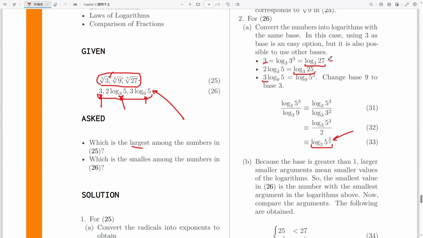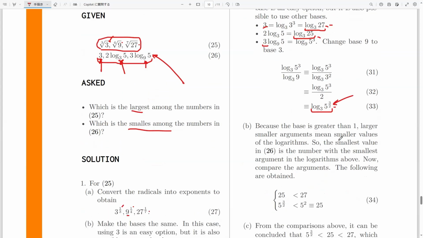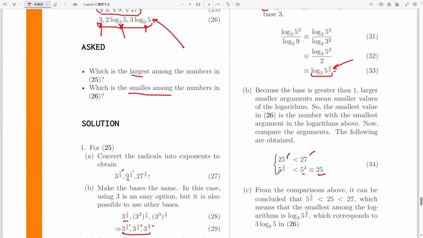So we just have to choose, because here we're looking for the smallest among the numbers. So just have to choose which one is the smallest, 27, 25, or 5 to the 3/2. So clearly 25 is less than 27. But 5 to the 3/2, 3/2 is less than 2. And so 5 to the 3/2 is less than 5 squared. But notice that 5 squared is actually 25, right?